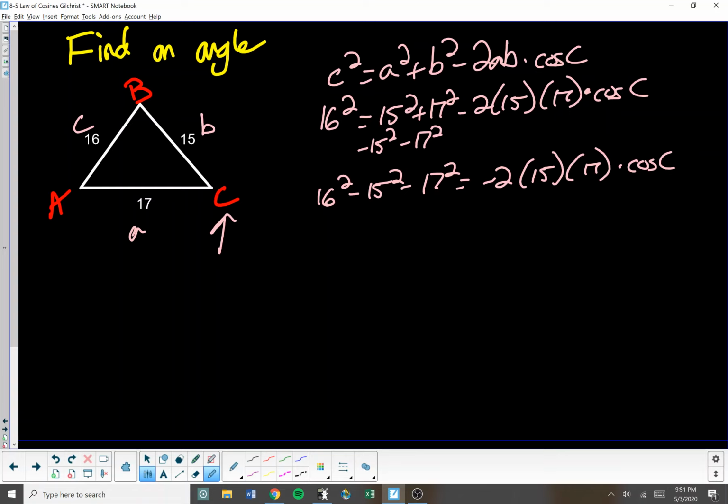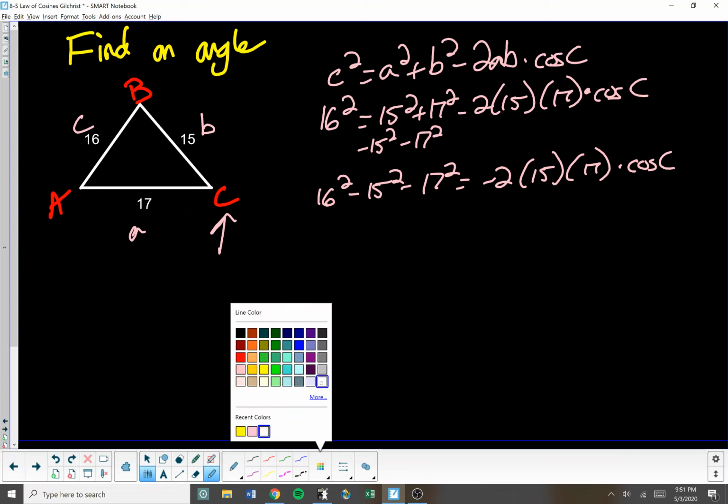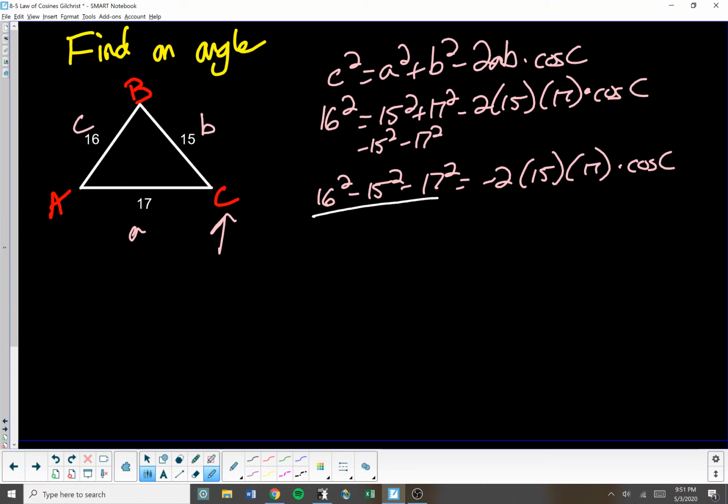Again, if you want to calculate all this, you can. Some people really prefer that. It doesn't matter. So if the steps I'm taking right now are confusing you, just go ahead and calculate instead. Okay, my next step is going to be to divide everything by this. I can't add or subtract that part. I have to divide that part. So divide everything by -2 times 15 times 17.